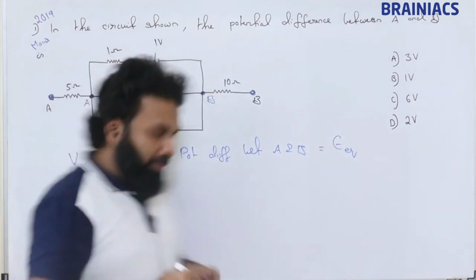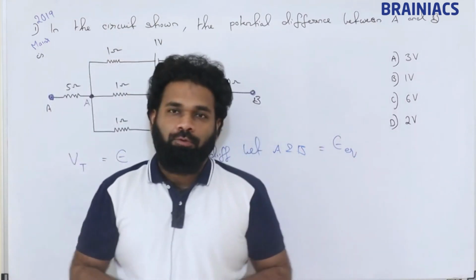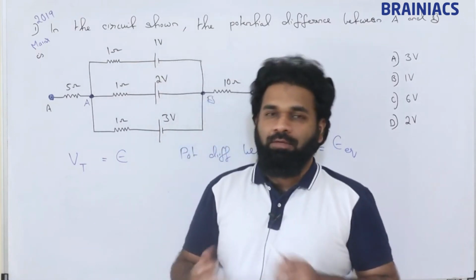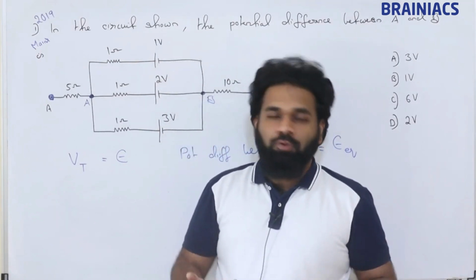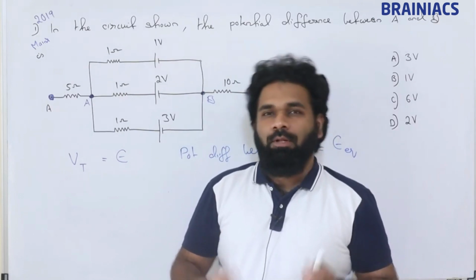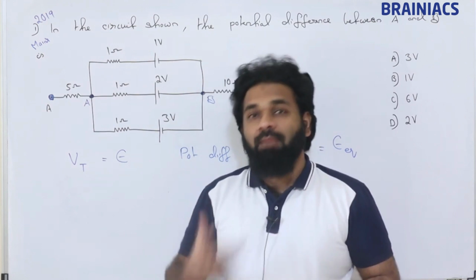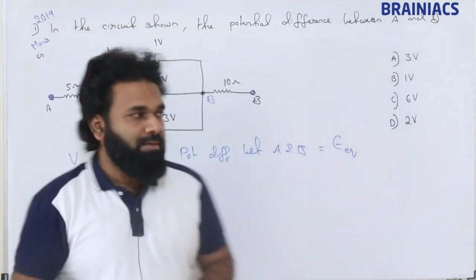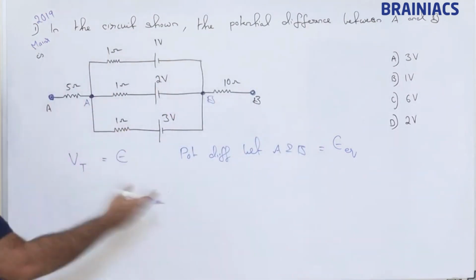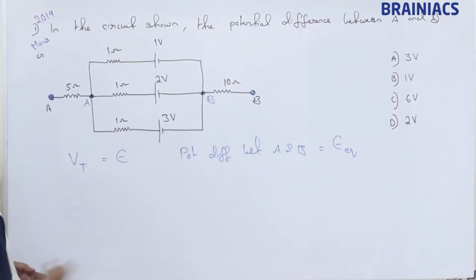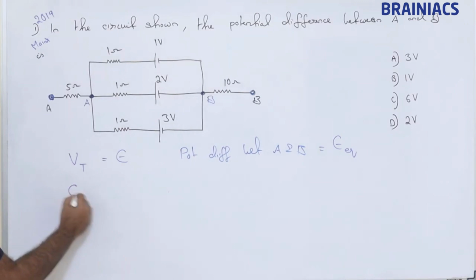If current is flowing through the circuit, then we will have to find the terminal voltage. That will be different. If current is not flowing through the circuit, then the terminal potential difference is EMF itself. We have studied this. So in this circuit, current will not be going through the outside circuit. So the potential difference is nothing but E equivalent itself.